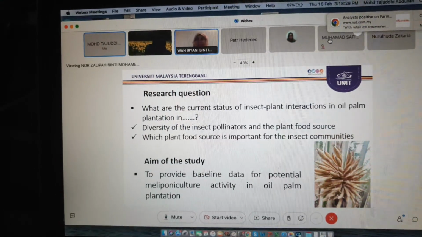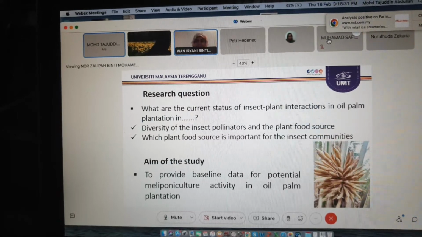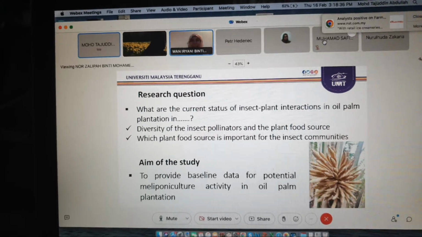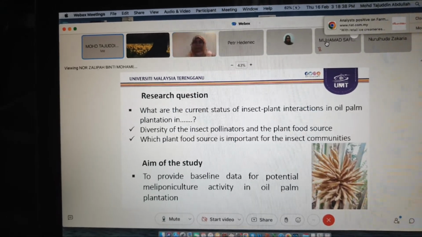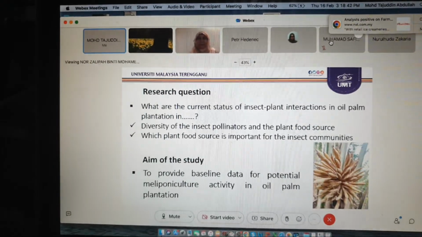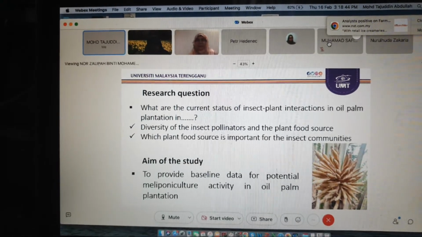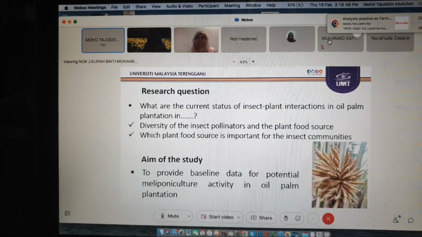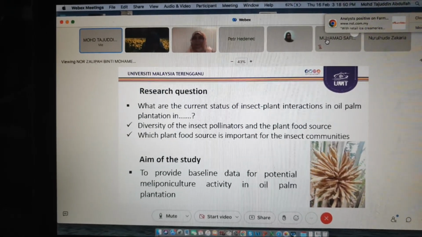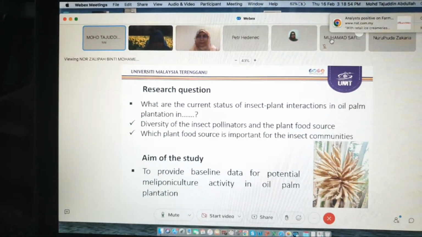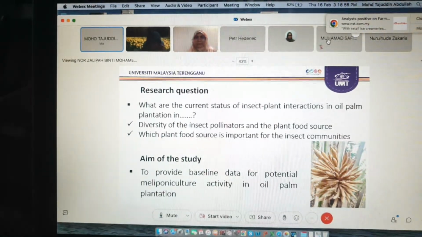That is the research question, because there is no data. That is the research question, okay? Because there is no data, then that's the research question. Then you can relate to your hypothesis, which is that the abundance of the insect is related to the diversity of the food resources.